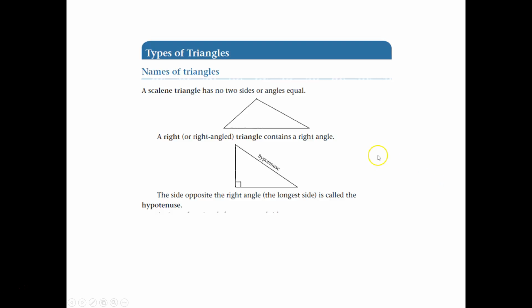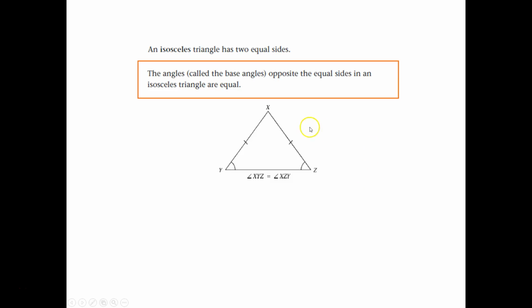The next section is on types of triangles. Okay, so we've got scalene triangles. That is where no two sides or angles are equal. A right angle triangle has a right angle in it, and in a right angle triangle that side's called the hypotenuse. An isosceles triangle has two equal angles, sometimes called the base angles, and has two sides that are also equal.